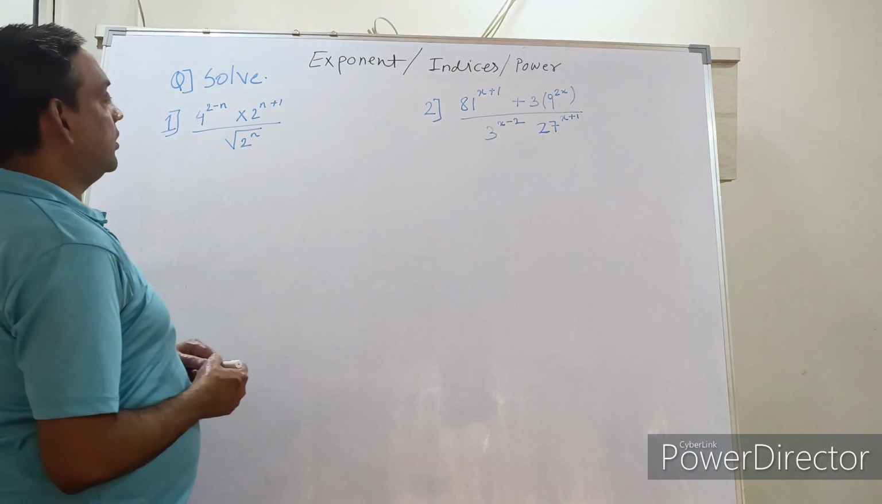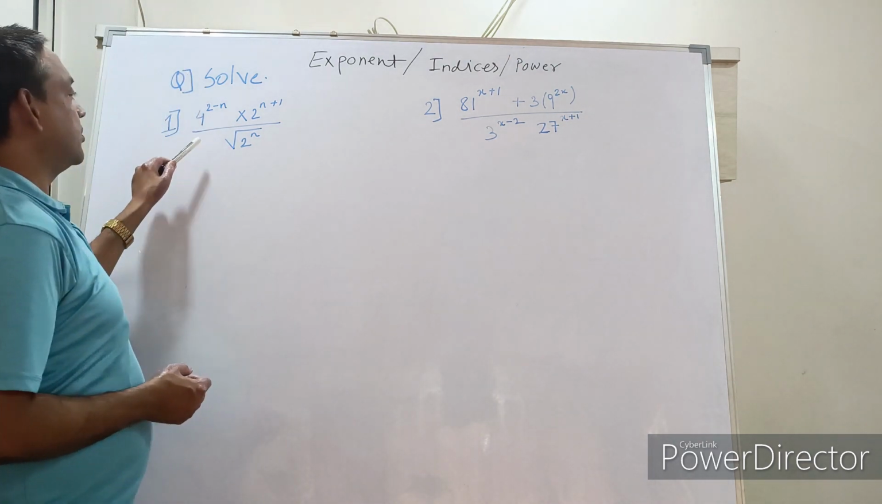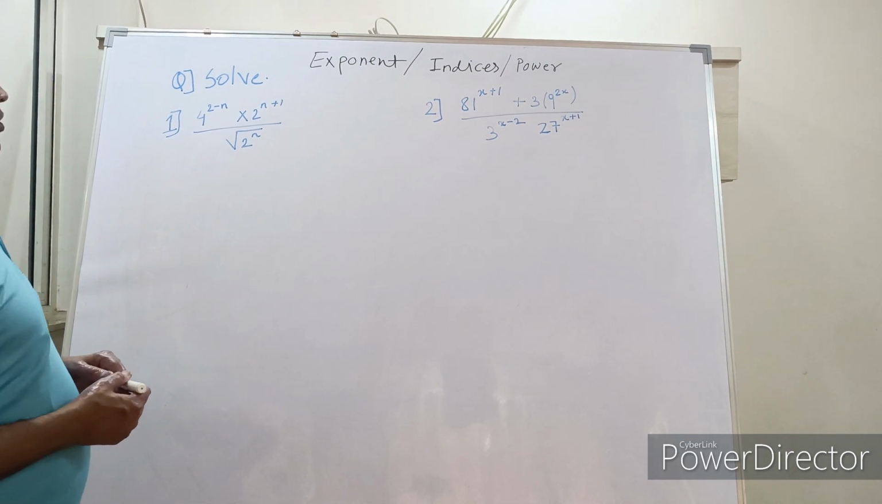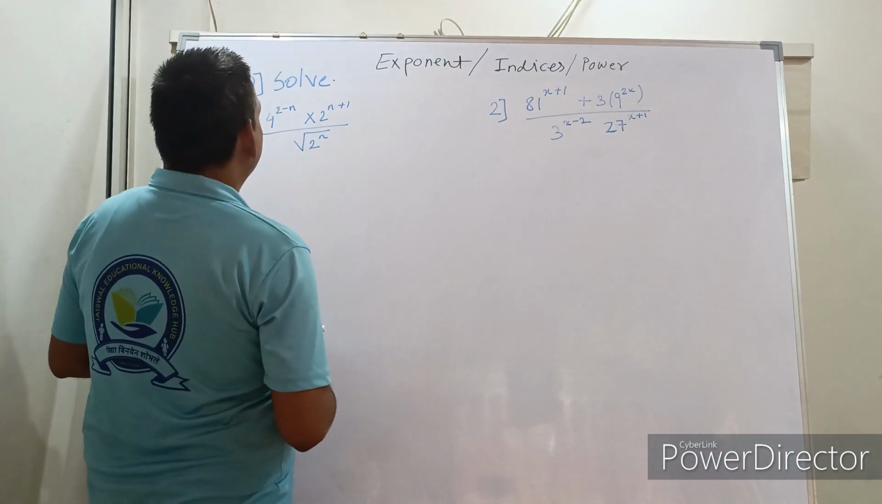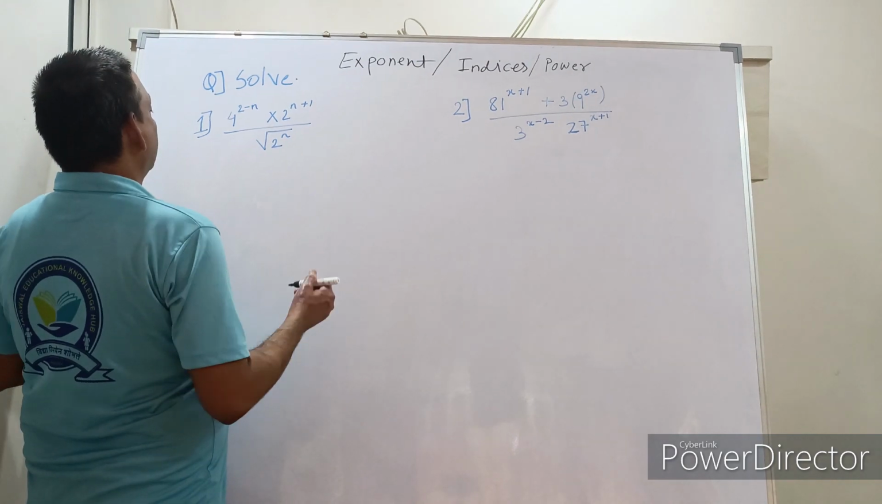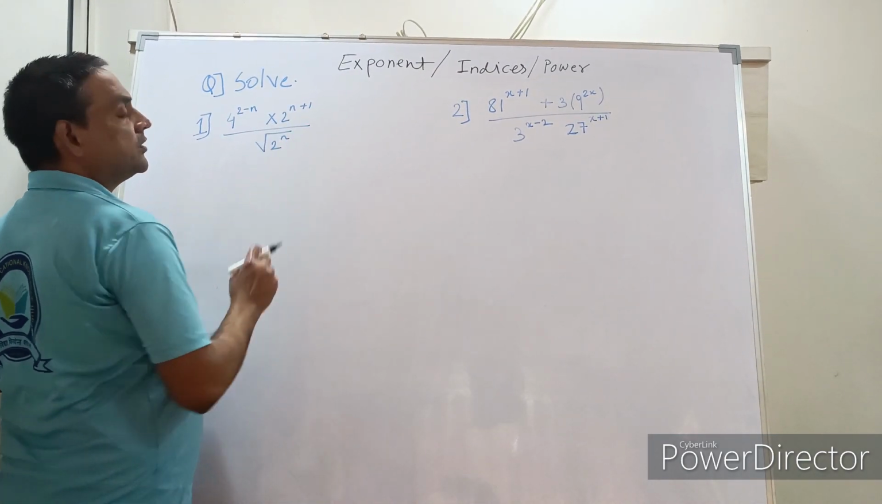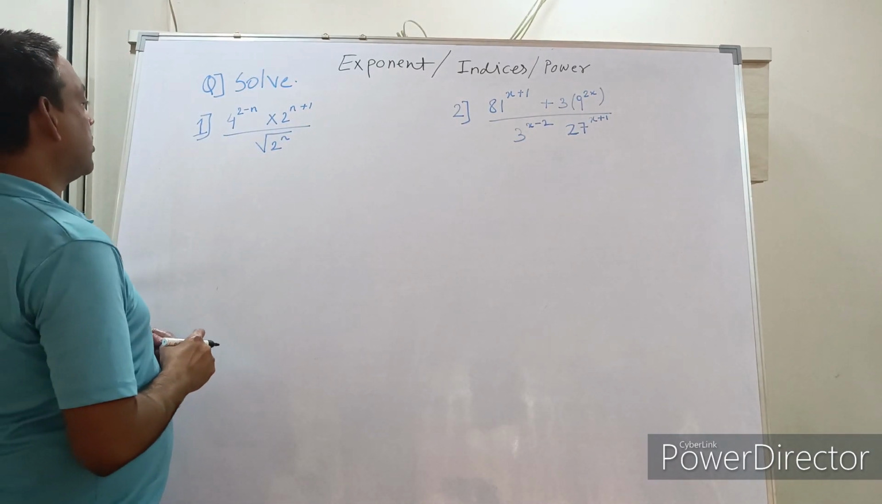Okay, so now if you see the sum, it looks very difficult, but if you go to solve this, it becomes very simple. You have to just follow some basic rule. First of all, make all the base 2. First make all the base 2.